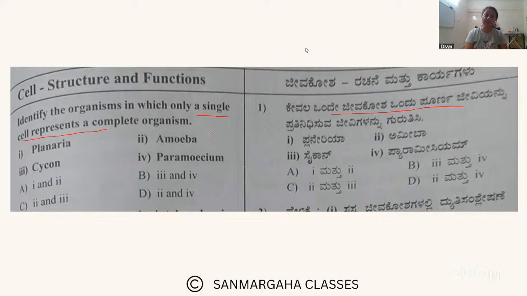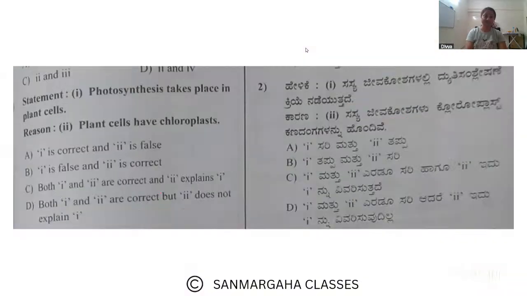It is amoeba and paramecium, correct? So planaria and sycon, these two are multicellular organisms. These come under multicellular organisms. Okay, but amoeba and paramecium are single celled organisms. So option 2 and option 4. So we have option D here. Okay, then the next slide, next question.